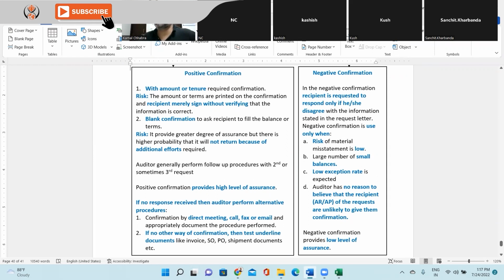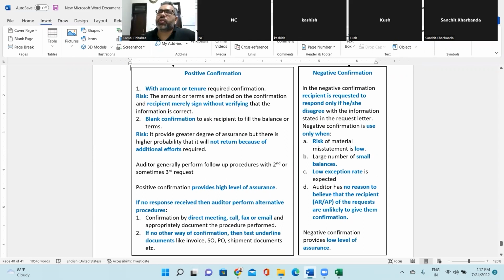It provides a low level of assurance. So you can use negative confirmation only and only when the risk is identified as low. So generally in accounts payable, there are a huge number of suppliers and vendors, and the risk is generally low in accounts payable unless and until there is any fraud risk. Otherwise, in my experience, I have not seen much that we give a significant or high risk rating to accounts payable. So to them, we can send a negative confirmation if we want to.